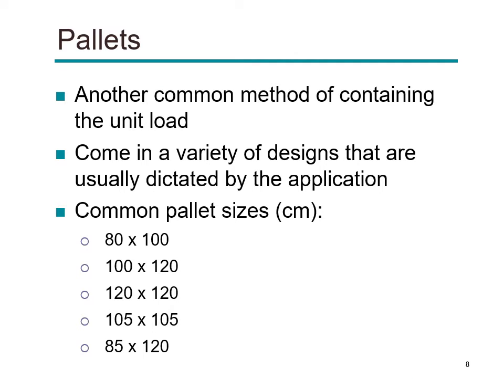Pallets are also very common in industry for containing the unit load. So either the parts themselves directly can be placed on the pallets, or first the parts can be placed in a container, whether cardboard or plastic or a different type of container. Then these parts or these containers can be placed on the pallets. As I said, these pallets come in a variety of designs, different shapes and dimensions. They can be plastic, or most commonly they are wood.